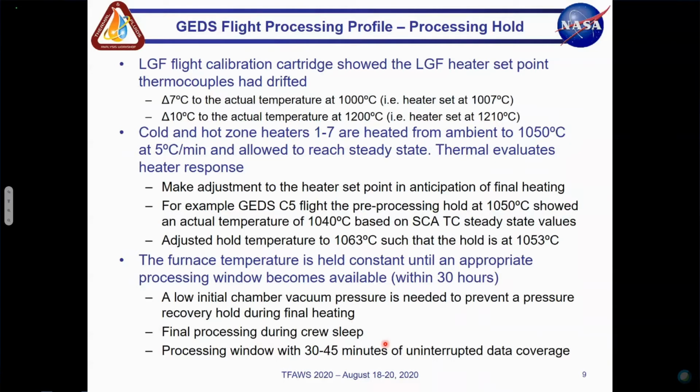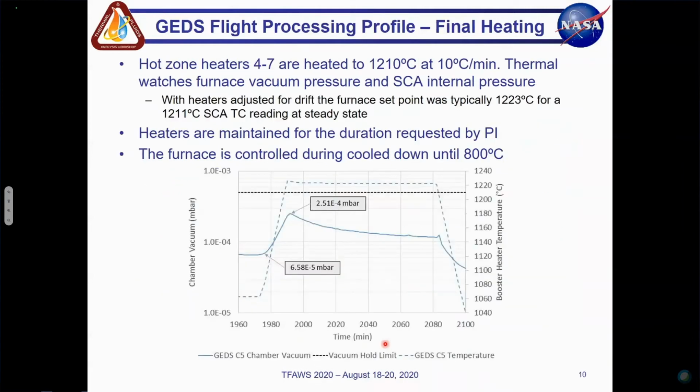And then we also were looking for a processing window during crew sleep so that there were no G loads going on in the space station at the time. And then we were also looking for a 30 to 45-minute window of very good data coverage so that we could send any commands from the ground to change any furnace settings if we needed.